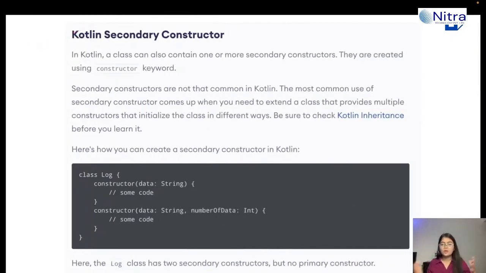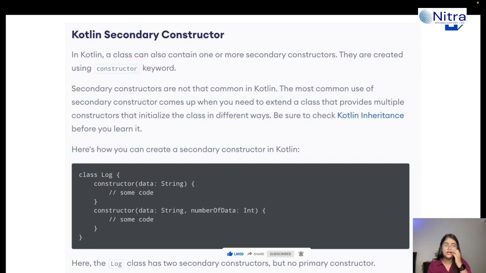Moving ahead, primary constructors are very simple and easy to understand. They're kind of built in; only the primary constructors are in the class header. If we talk about the Kotlin secondary constructor, in Kotlin a class can also contain one or more secondary constructors. They are created using the constructor keyword.